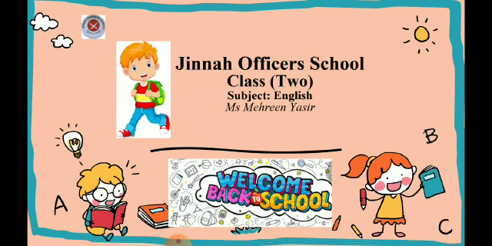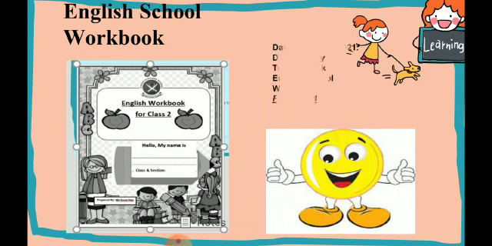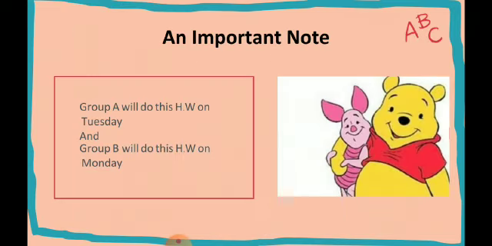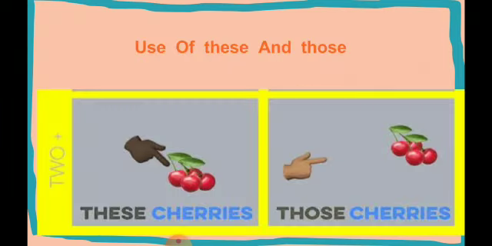Now we'll start our today's English class. Today the date is 9th August 2021 and the day is Monday. Our today's task is on English school workbook. Today we will do page number 44. Let's take out your English school workbook. An important note for both the groups: Group A will do this homework on Tuesday and Group B will do this homework on Monday.